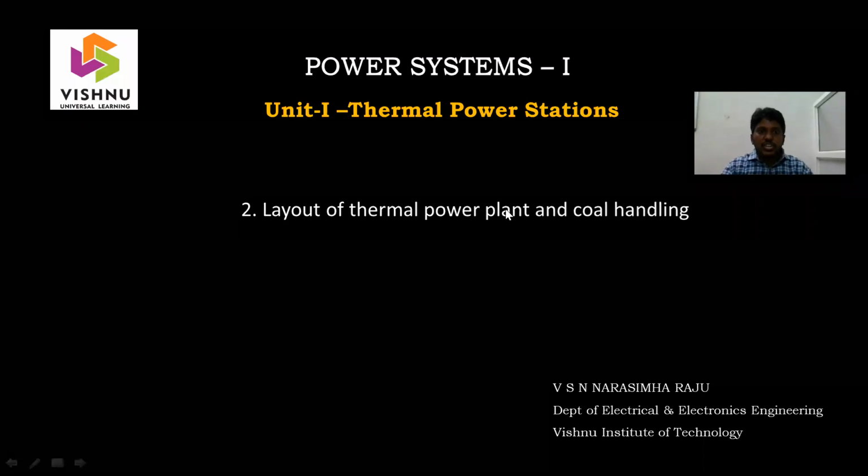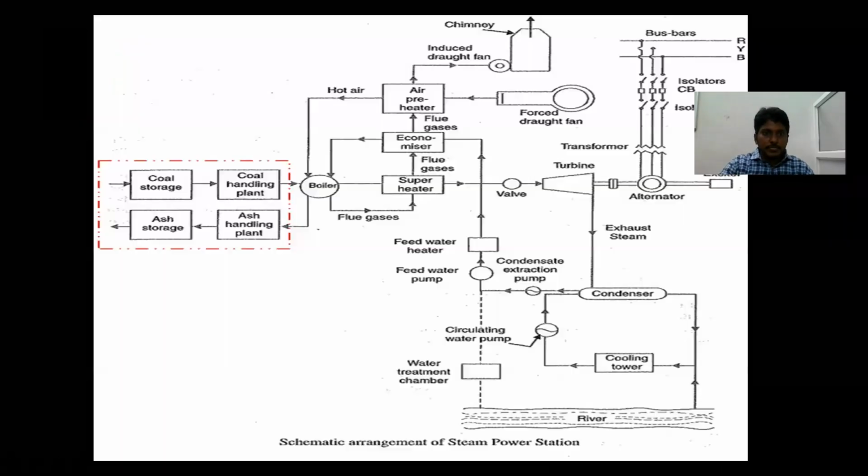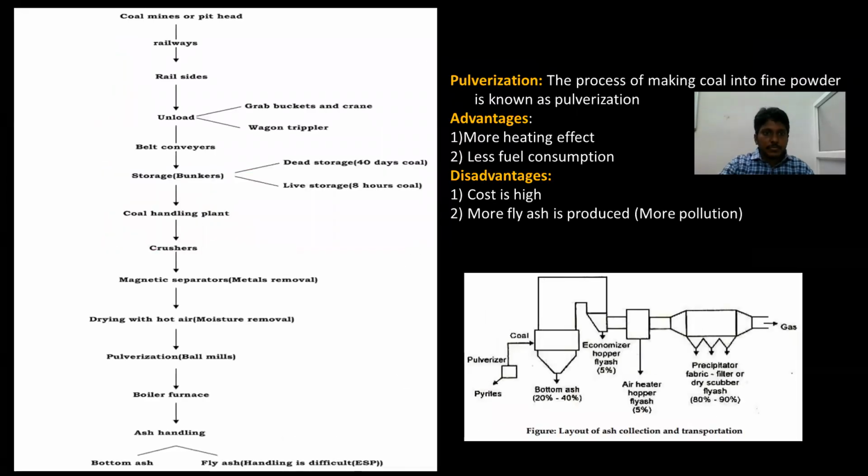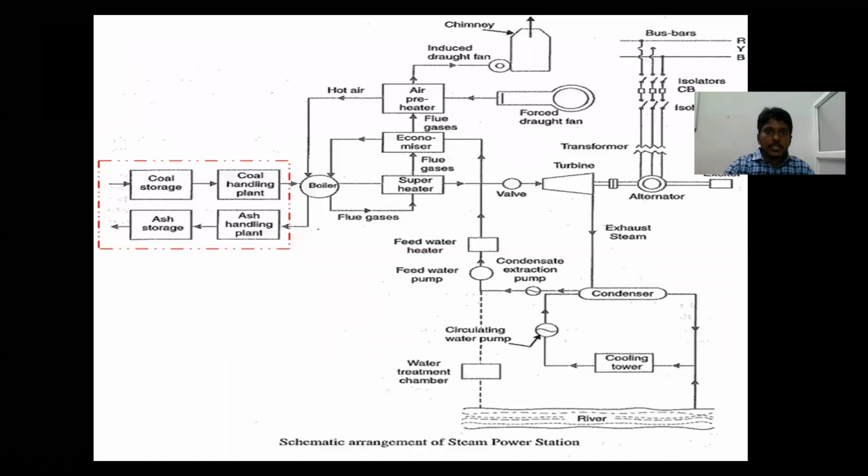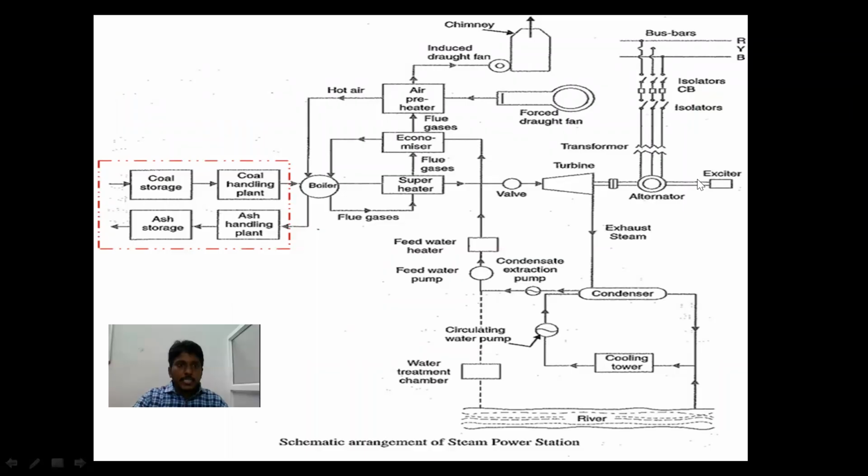In this section, we are going to discuss the layout of a thermal power plant and coal handling. This is the typical layout of a thermal power plant, and in a thermal power plant, the fuel is coal. So I am sending coal to the boiler.